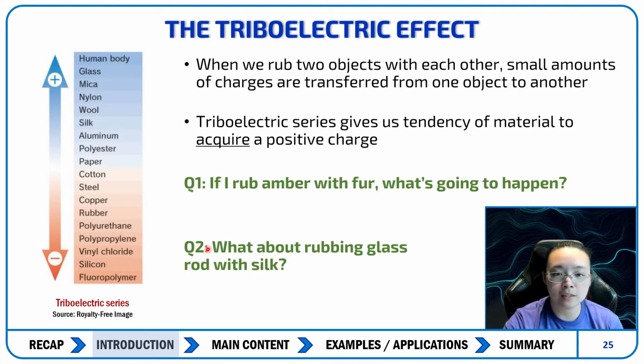Now, question 2 is based off of this entirely. What about rubbing a glass rod with silk? So let's take a look here. A glass rod is up here and silk is down here. Glass has a higher tendency to acquire a positive charge, which means it's going to donate electrons to silk. That's going to make the silk negatively charged and the glass rod positively charged. So being able to understand the triboelectric series can help you determine what object will end up with a positive or negative charge.